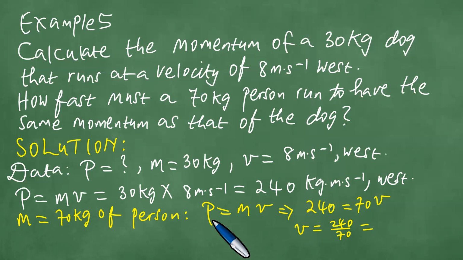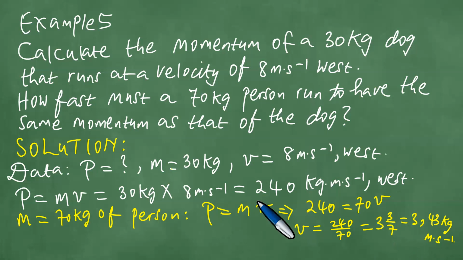If you use a calculator, 240 divided by 70 is 24 over 7. What do you get? 24 over 7, which is the same as 3.42. 7 divides 21 with remainder 3, so it is 3.42, or 3.43 to the nearest hundredth. 3.43 meters per second.